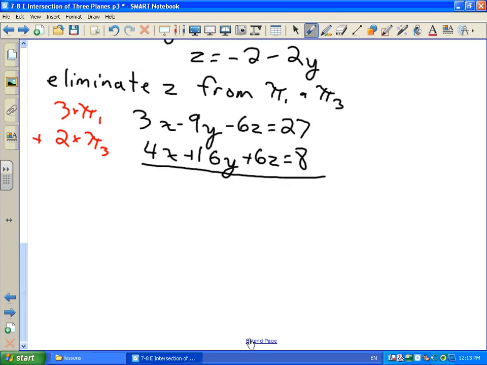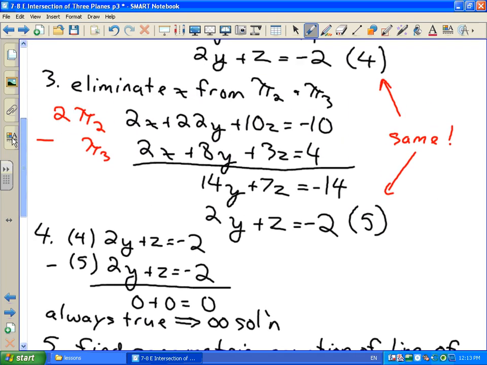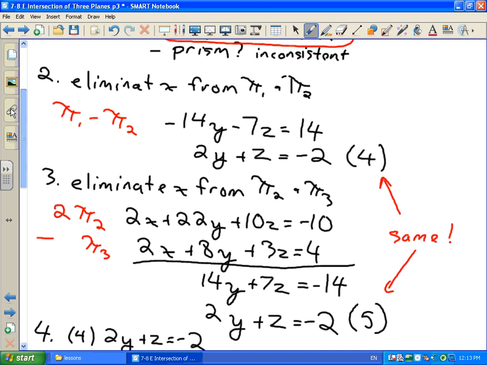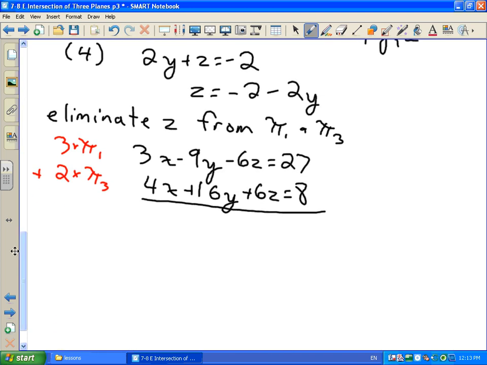Now, I didn't have to pick plane 1 and plane 3. I could have picked plane 2 and plane 3, or plane 1 and 2. I think I chose 1 and 3 here because if I go way back up here, I'd already used 1 and 2 and 2 and 3. So I chose 1 and 3 this time. But I don't think it really matters. So we want to add these two together. We'll end up with 7x plus 7y, our z's go away, equals 35.